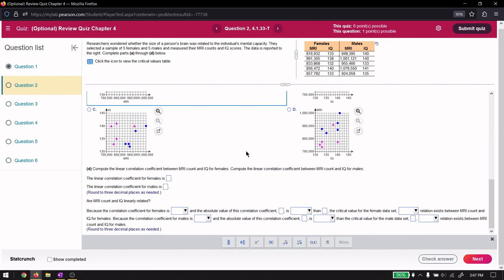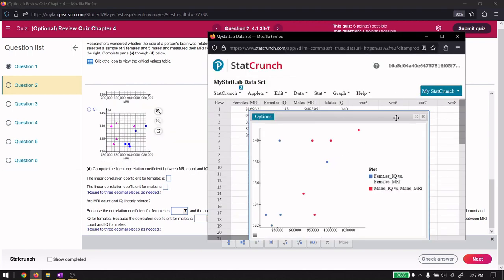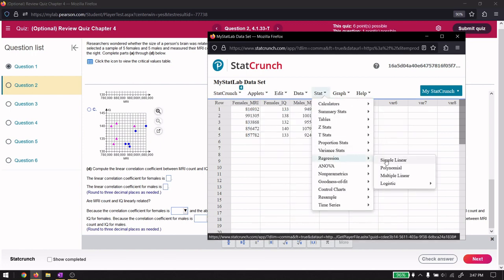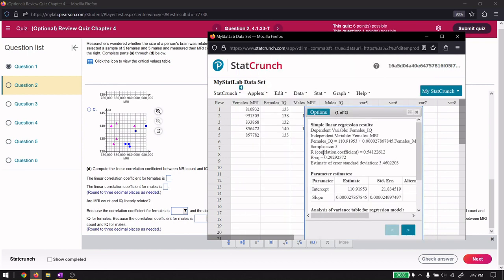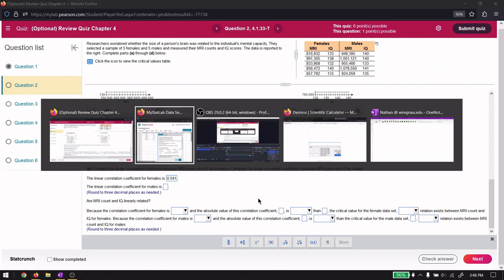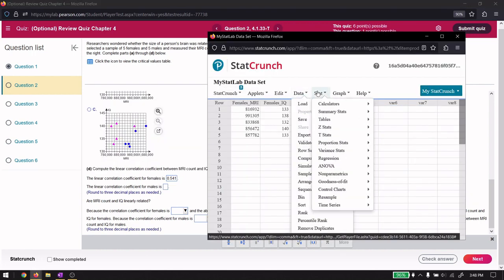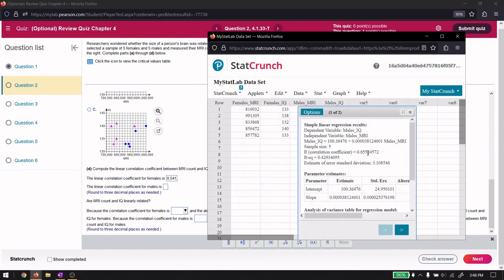Okay, now we can do linear coefficient, and for this, let's just do each one individually. So we'll do regression, simple linear, female MRI, female IQ, compute that. The linear coefficient is going to be 0.5412. 3 places, so 0.541. And doing the same process for the male MRI and male IQ. Correlation coefficient of 0.655.